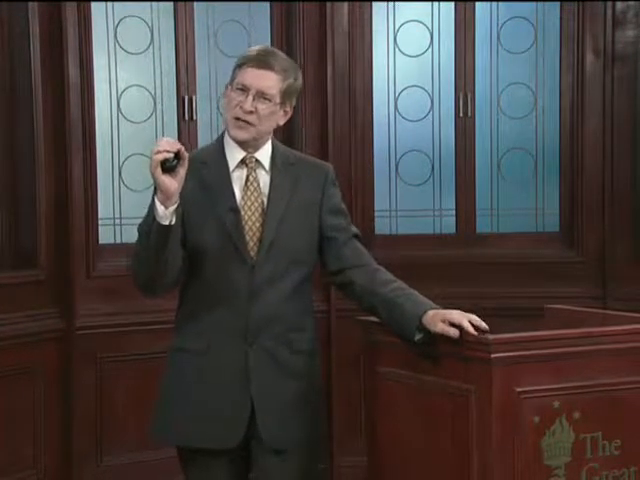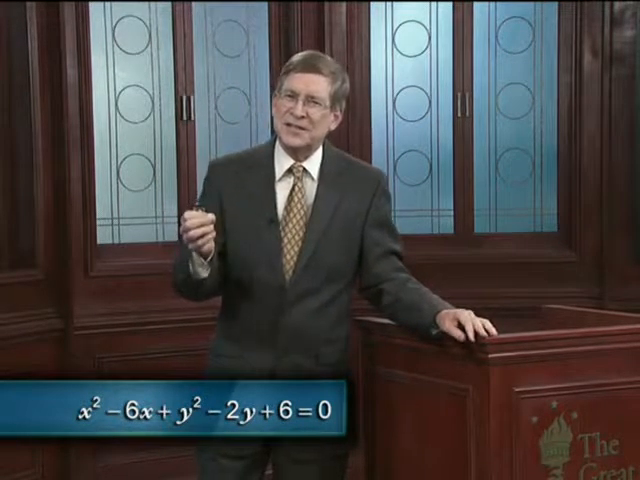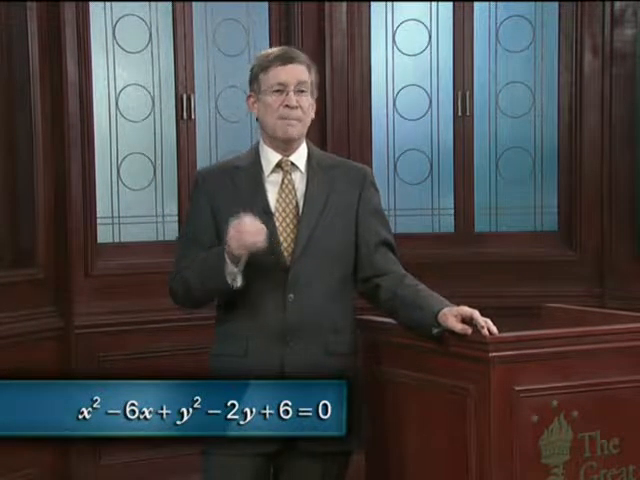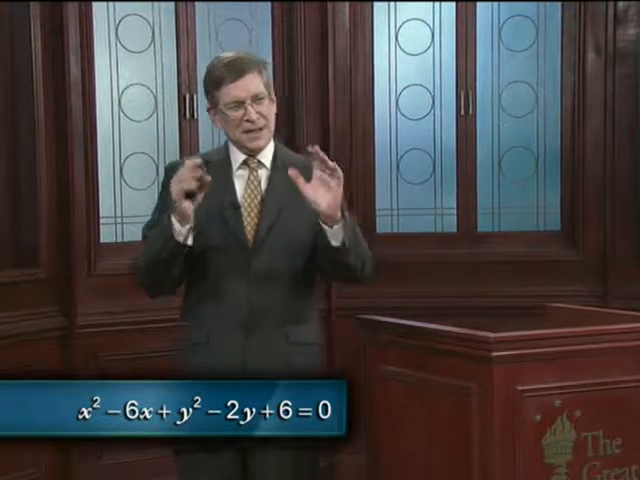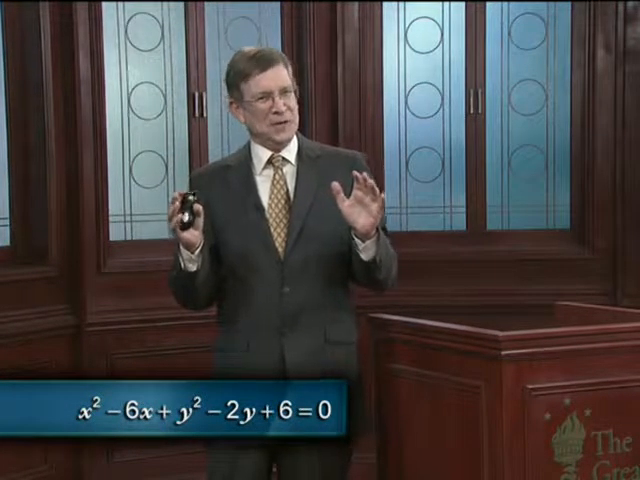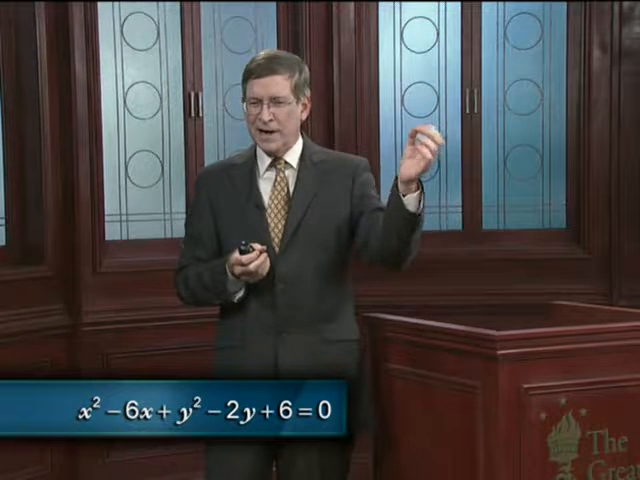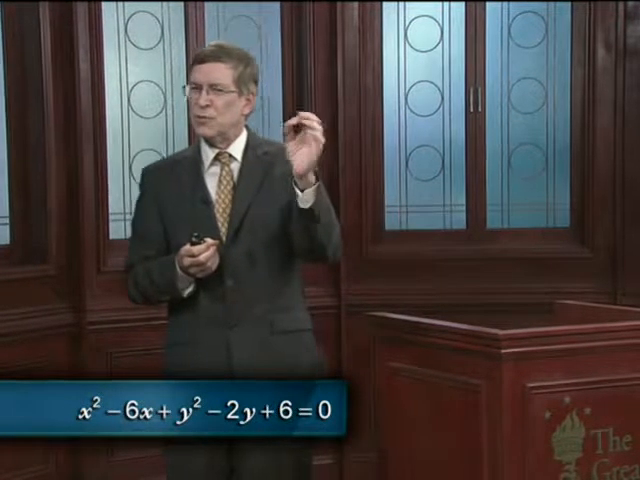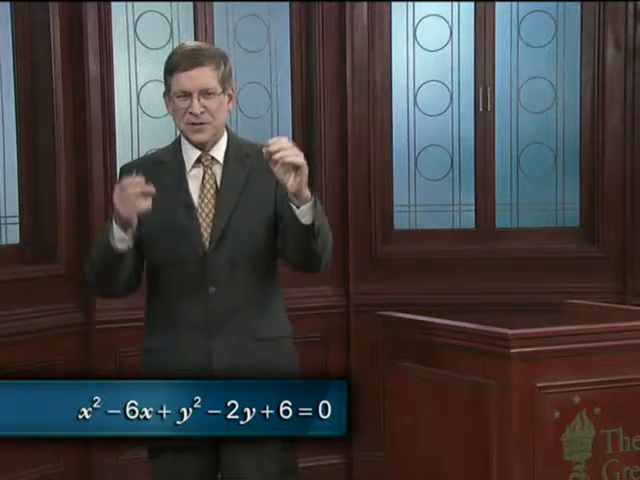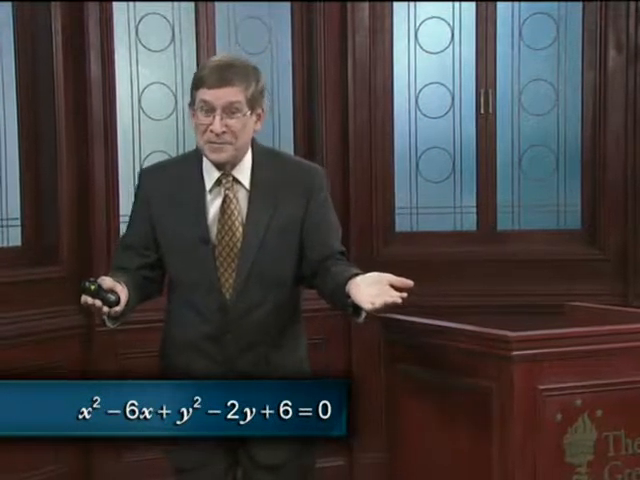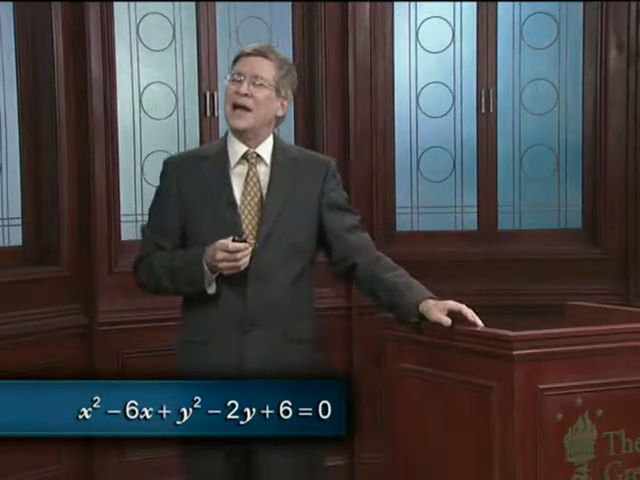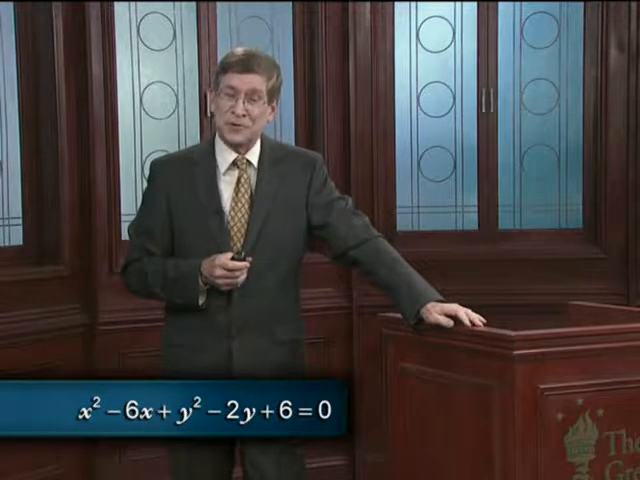Let's look at the equation x squared minus 6x plus y squared minus 2y plus 6 equals 0. This kind of looks like a polynomial, doesn't it? It's got some x squared and x terms, but it also has some y squared and y terms. It's kind of, you might say, a polynomial in x and in y. And it turns out this is actually the equation of a circle. How are we going to show that?